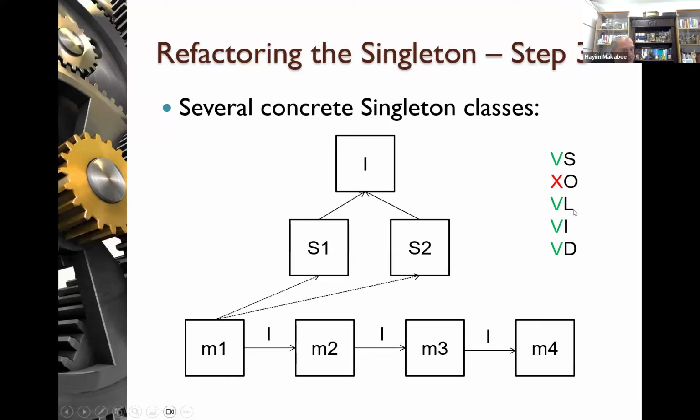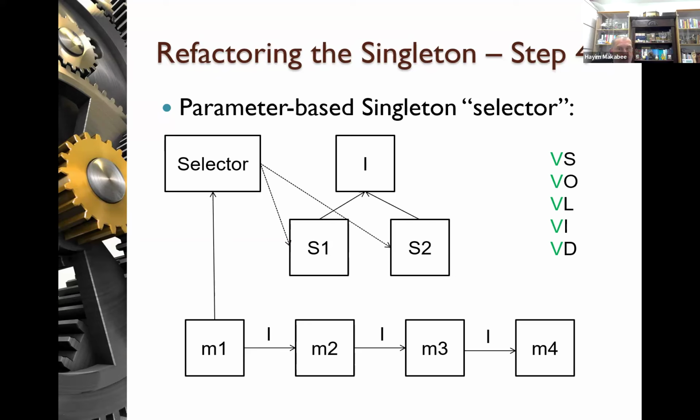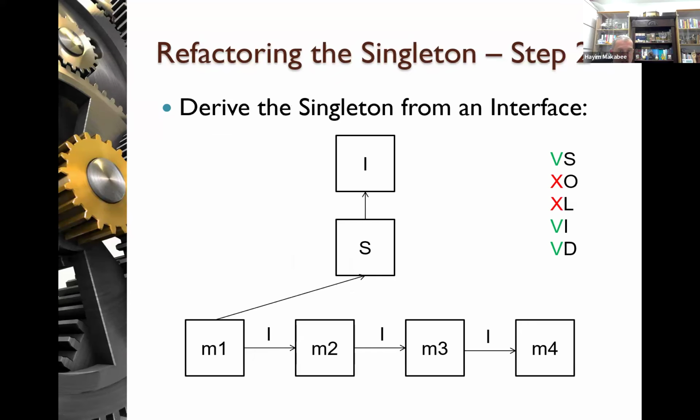So now I have the Liskov substitution principle. And now I have a selector. I use a selector to choose the instance I want. And then I have decoupling. And then I have the open-closed principle. You see the evolution?